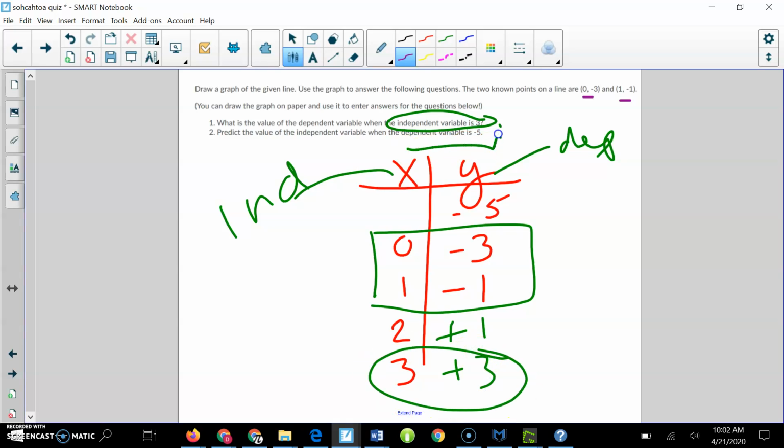And the other question is, what about when the dependent variable is -5? So that's here. And that would happen when you go back one spot, or to the left one spot on a graph, and you would get (-1, -5). So the answers are 3 and -1. Hope that makes sense.